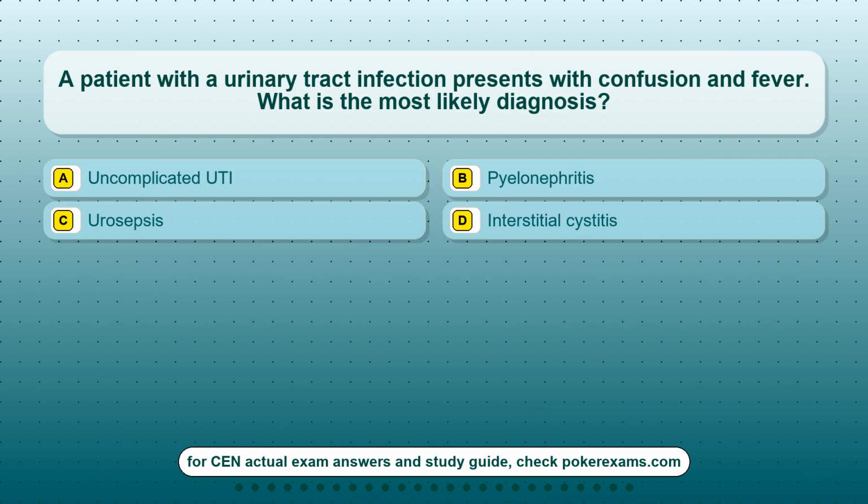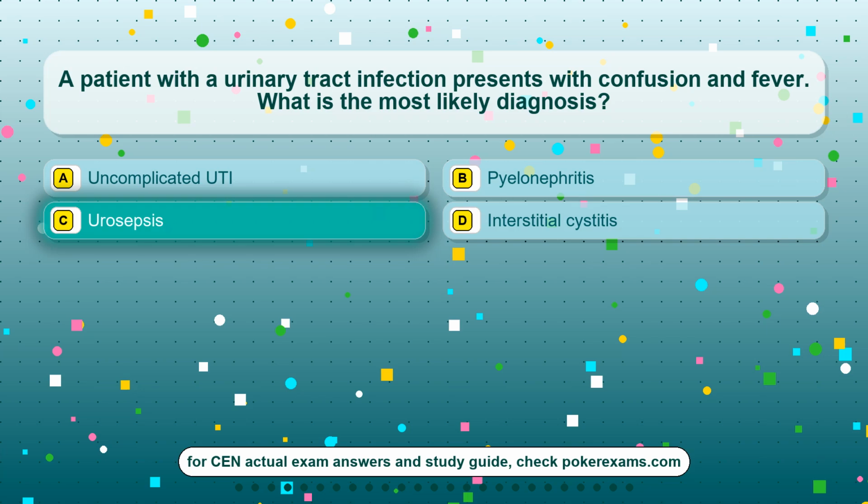Question 3. A patient with a urinary tract infection presents with confusion and fever. What is the most likely diagnosis? Option A, uncomplicated UTI. Option B, pyelonephritis. Option C, urosepsis. Option D, interstitial cystitis.